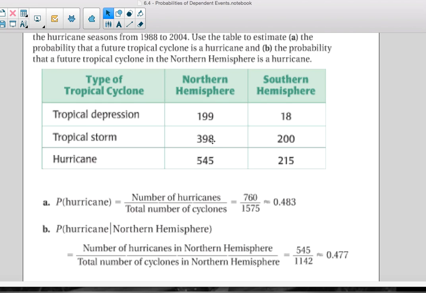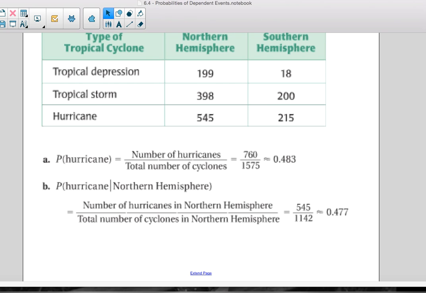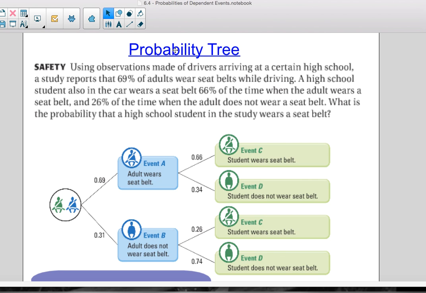That's the probability of both happening, hurricane and northern hemisphere, right? So that's the numerator. The denominator is the entire sample space of northern hemisphere. So 199 plus 398 plus 545 is going to give you the 1142. So you have, again, probability of A and B over the probability of just B, right? Probability of hurricane given northern hemisphere, probability of both over probability of northern hemisphere, and it's basically 545 over 1142, which is 47.7%. Okay? A different type of representation is a probability tree.